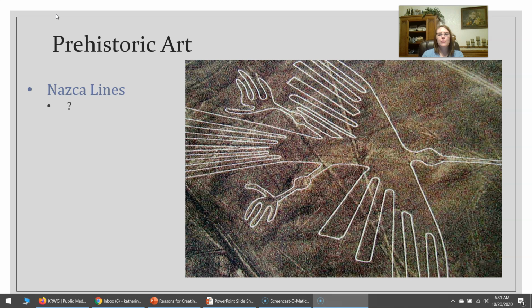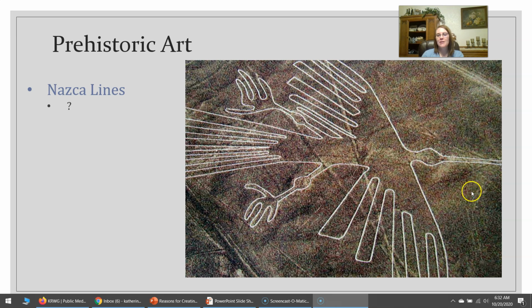And so we have to basically figure everything out by looking at what we think it was used for instead of knowing because they're telling us. So these are some cool, I want to see these so bad. There's a lot of prehistoric art I want to see in my lifetime. And these are called the Nazca lines. There's a bunch of different figures.